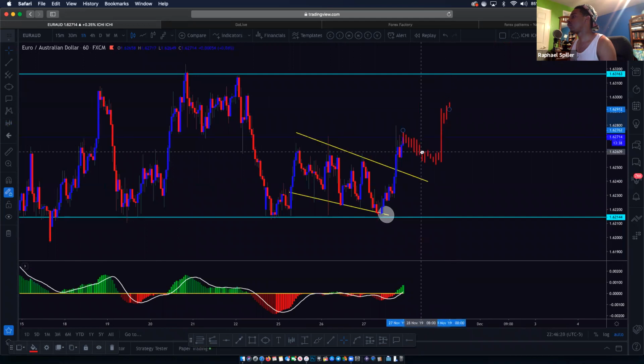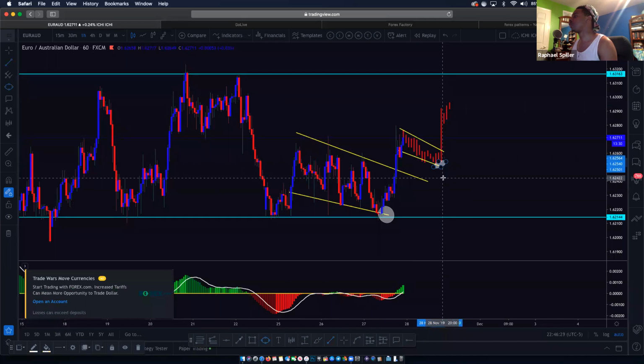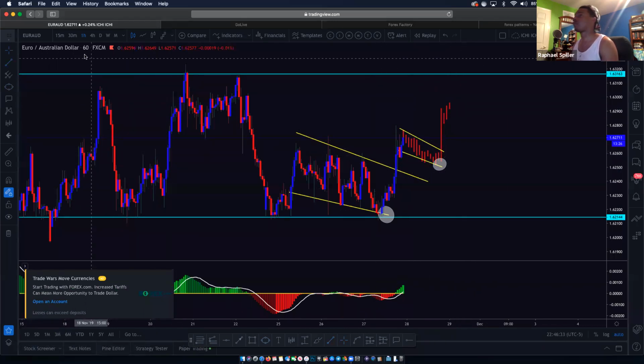Wait for a flag like this to happen, then buy. Buy when it's low, not when it's high. Wait for that.